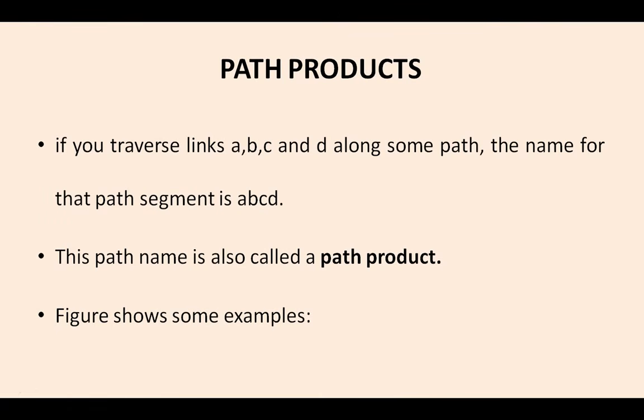Next, we are going to talk about path products. What is a path product actually? If you traverse the nodes and the links between any two nodes like A, B, C, D along some path, then the name of the path can be regarded as A, B, C, D. That is the path segment or part of the path, and it is also called a path name. The combination of links that can be treated as a path name, path segment, is finally called the path product. We will see some examples of path products.